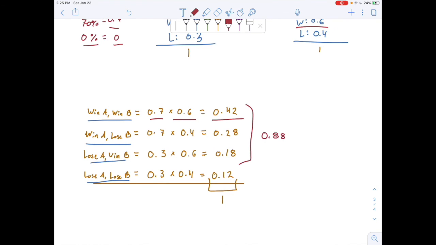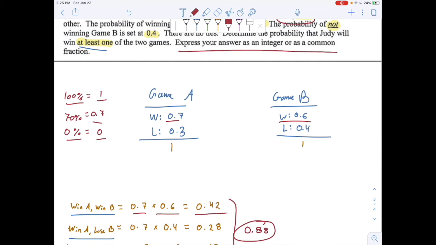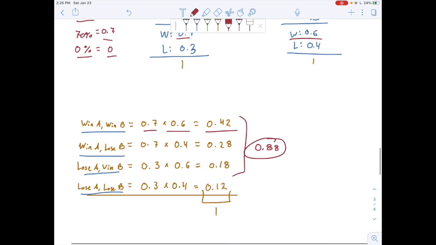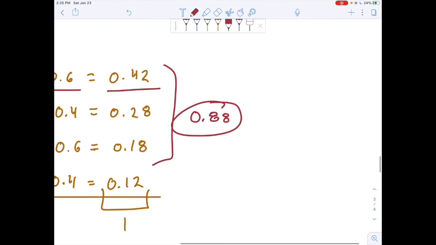0.88 or 88%. And that would be our final answer, except it asks us to express our answer as an integer or a common fraction. Integers are like whole numbers, so no decimals or fractions. Since we have a decimal here, you can convert it by hand into a fraction, or I'm going to use a calculator because I'm bad at mental math, and that is 22 over 25.